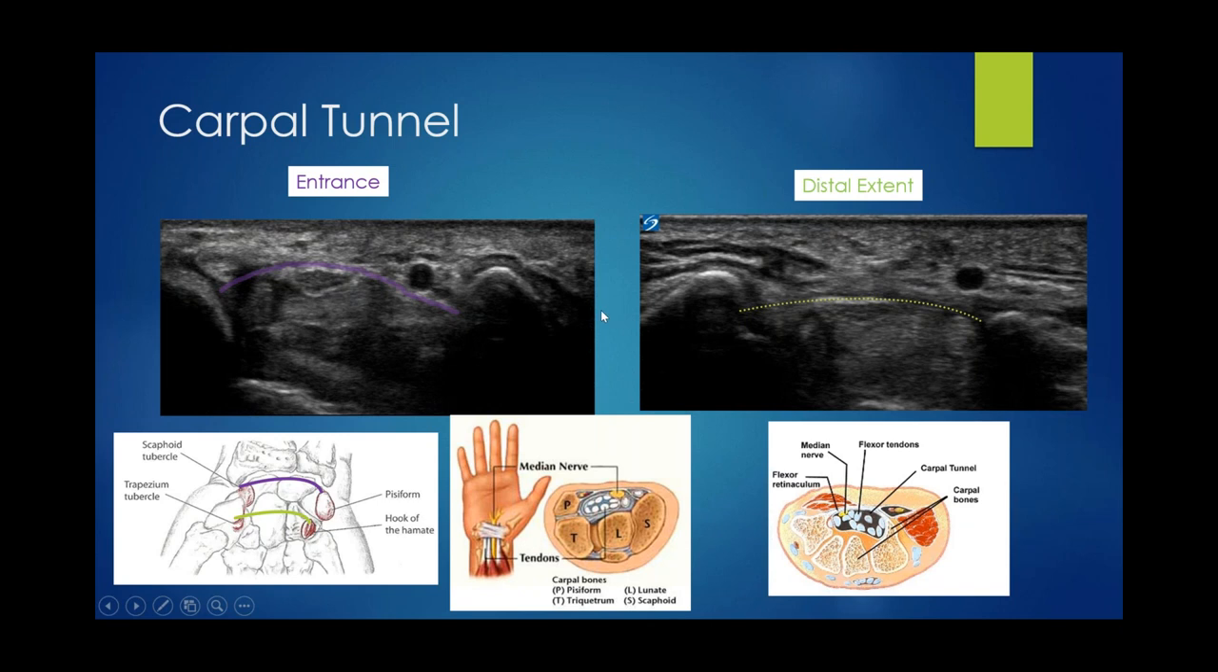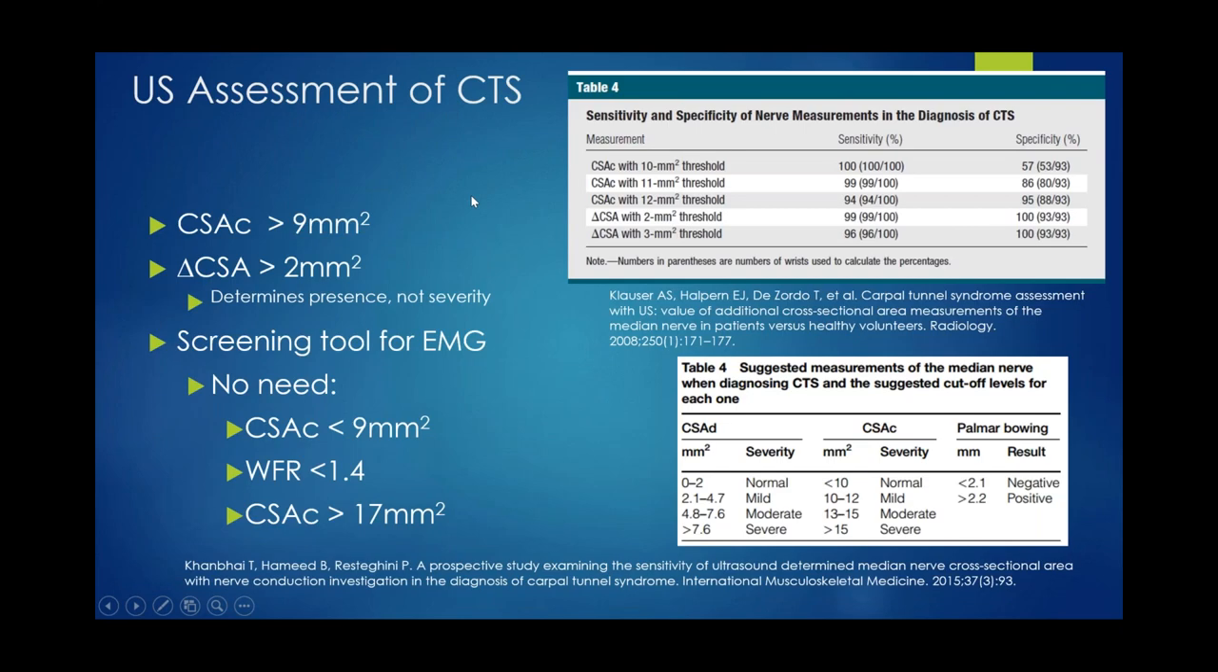Typically, with ultrasound, we're asked to look at the carpal tunnel to see if someone has carpal tunnel syndrome. There's a variety of studies assessing this. Here are some of the common numbers that would be used when assessing for carpal tunnel syndrome. Most often, we're looking at the cross-sectional area of the median nerve within the carpal tunnel, as well as different places along the forearm. In general, if the cross-sectional area of the median nerve within the carpal tunnel is greater than 9 square millimeters, they likely have carpal tunnel syndrome or median neuropathy at the wrist.